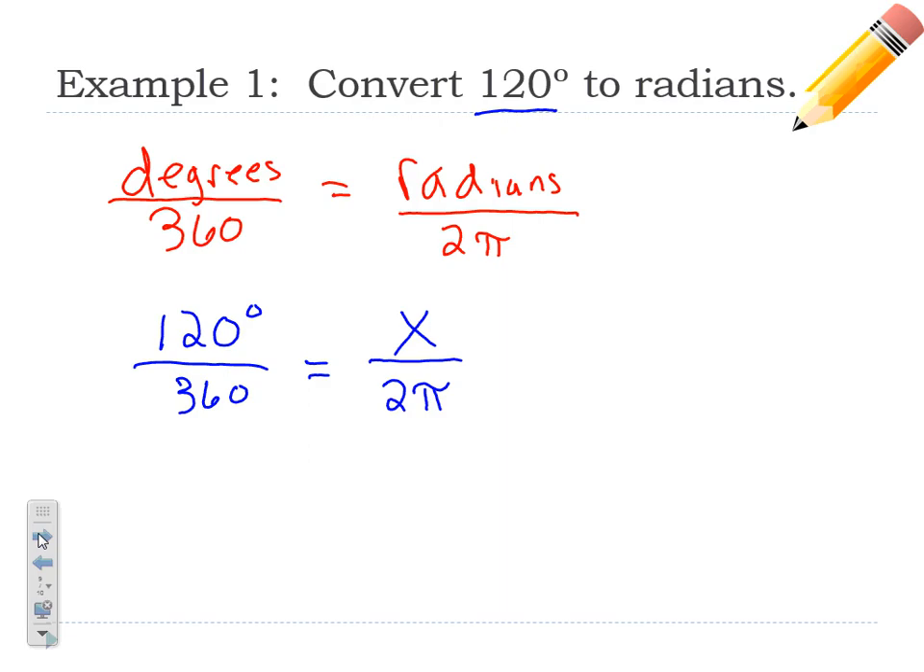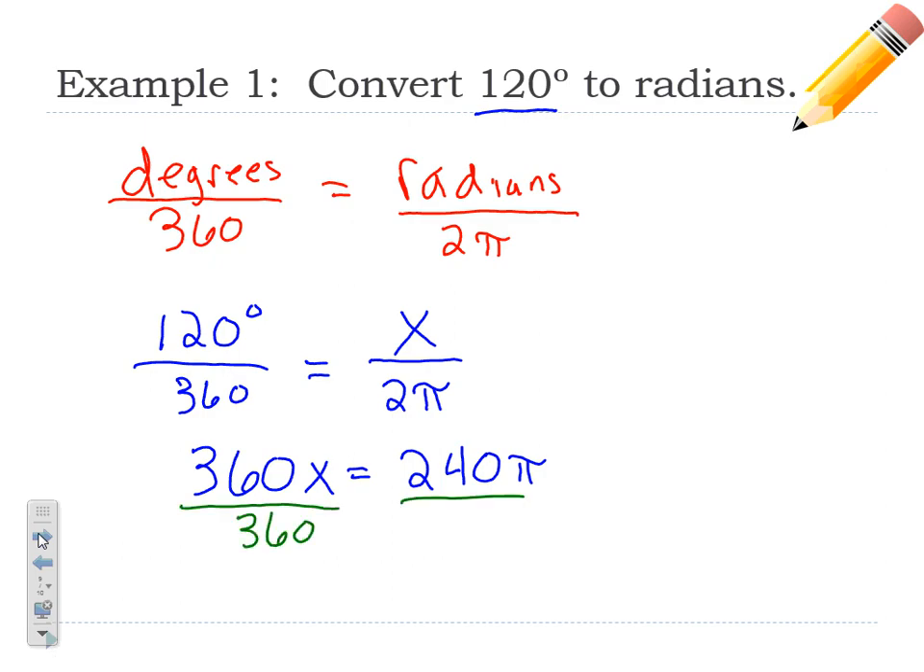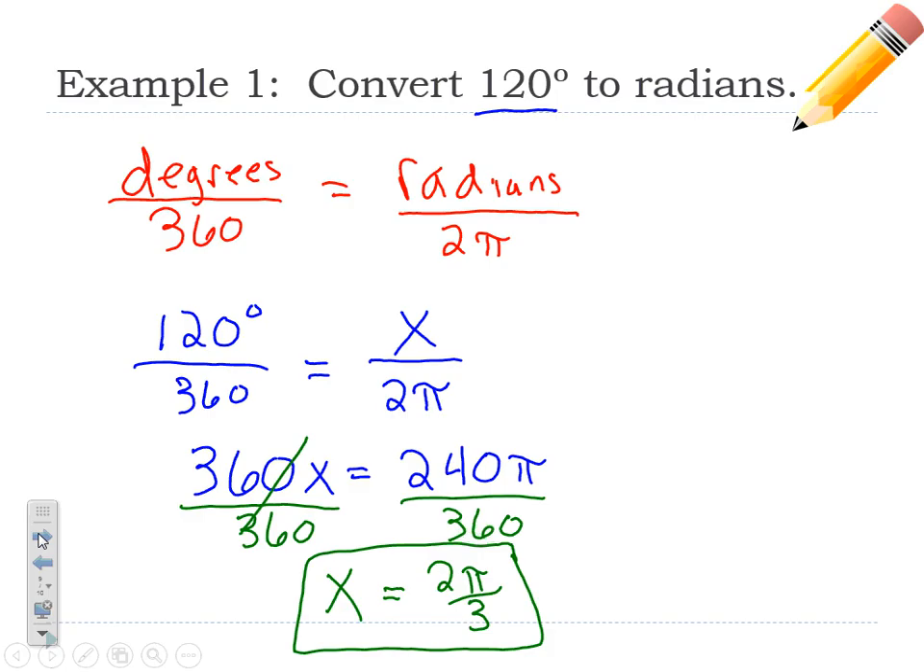Solve for this, I'm going to cross multiply. So I get 360x equals 240 pi. Divide both sides by 360. Now I don't want decimals, ladies and gentlemen, so we have to simplify this. We're going to leave it as a fraction, so it's going to be x equals 2 pi all over 3. And that will be our final answer there.